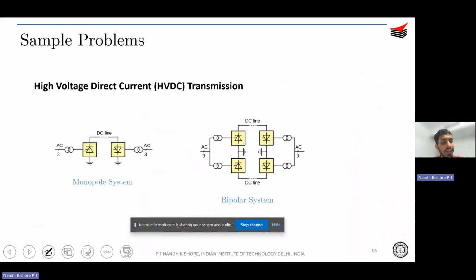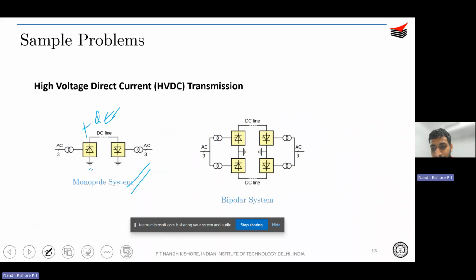In this you can have multiple varieties. You have what is known as a monopole system, wherein you have AC three-phase to DC conversion, and then you have the DC line over here, and then DC to AC conversion, with respect to a single ground. So you have just a plus DC with respect to ground.